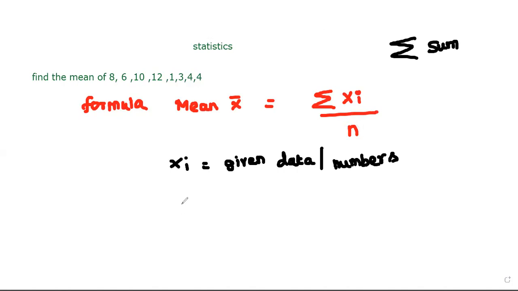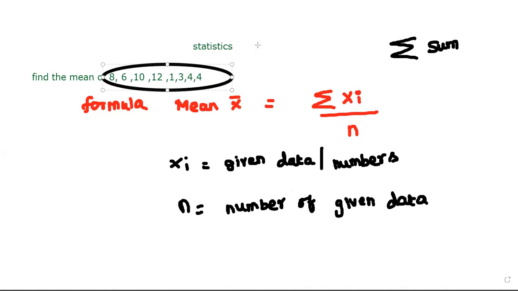The denominator n is nothing but the number of given data. You just have to count the number of given data. Could you please count them and tell me how many numbers are given? 7. Are you sure? 1, wait, 2, sorry. 3, 4, 5, 6, 7, 8. 8, isn't it? Yeah.